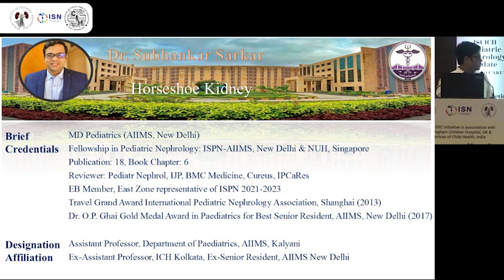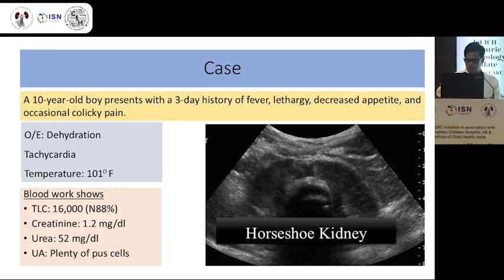So here we have a case. A 10-year-old boy presented with a 3-day history of fever, lethargy, decreased appetite, and occasional colicky abdominal pain. On examination, dehydration and tachycardia are present, and the temperature is elevated. Blood workup shows neutrophilic leukocytosis and deranged urea and creatinine, and urine analysis shows plenty of pus. So it's a case of urinary tract infection, and we did an ultrasound. It shows some structure. It's probably a horseshoe kidney.